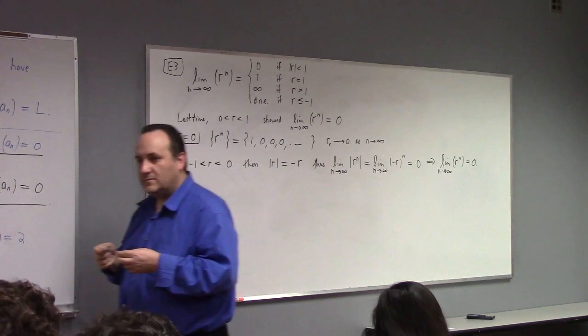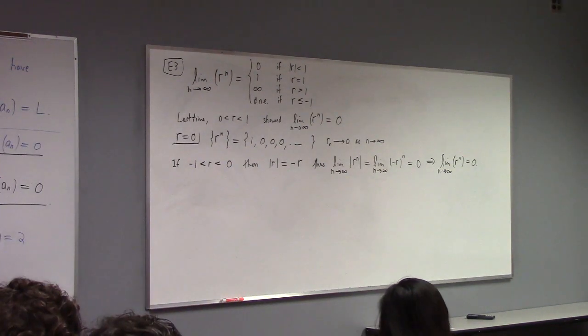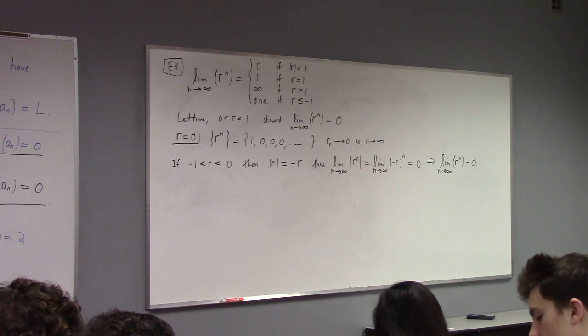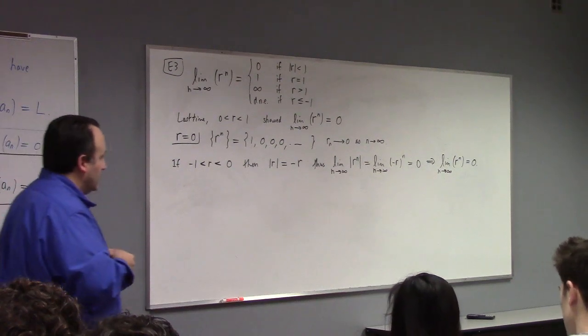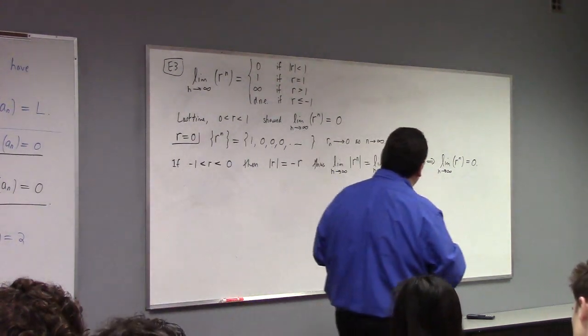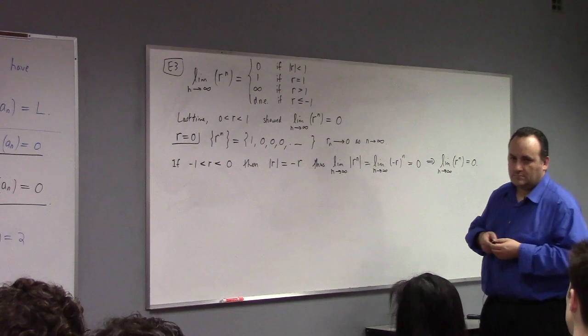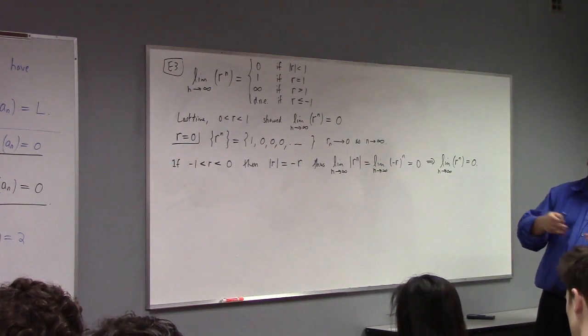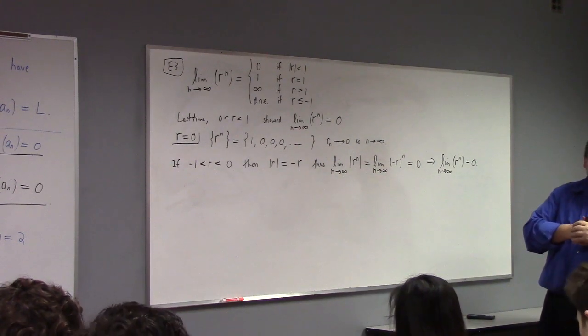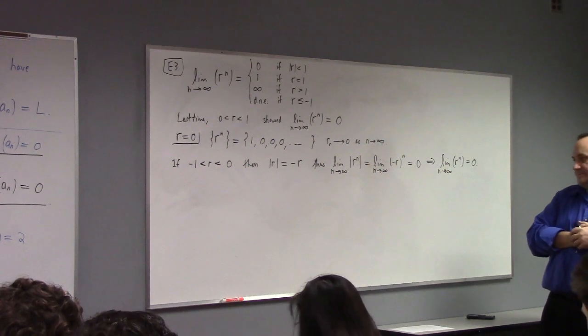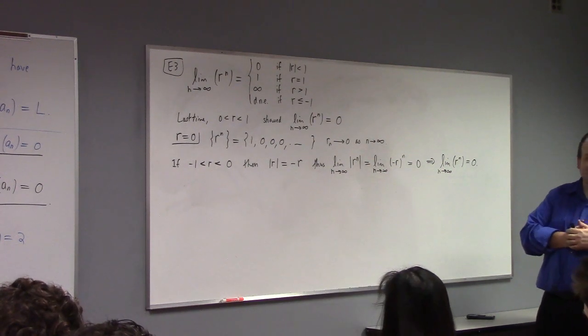Yeah, what was your question? How do you have 1 if r is 0? Oh, 0 to the 0 is 1. So if you want, you can make it 0. I think we take it to be 1, but yeah. There's a debate about this.